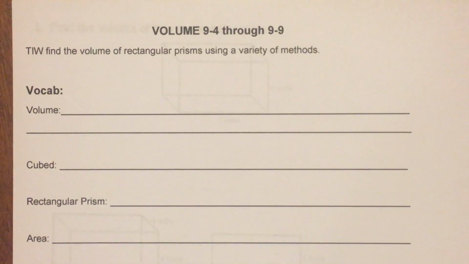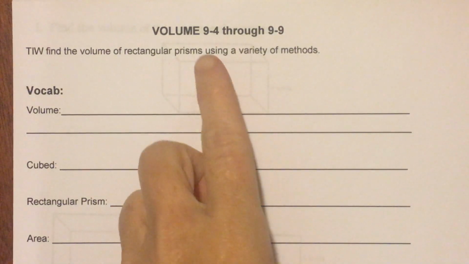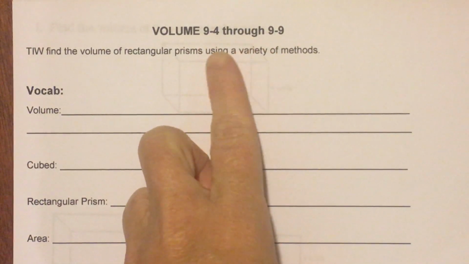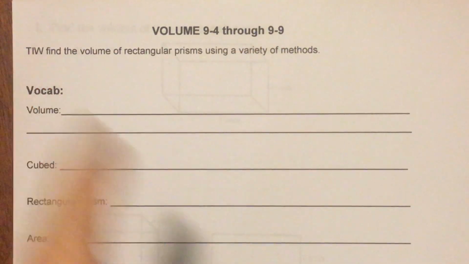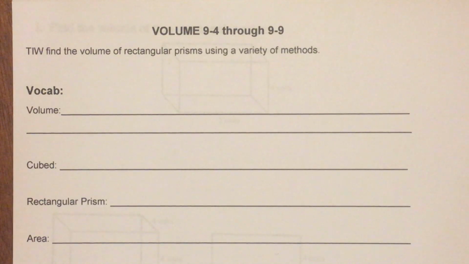We are on our second lesson for Unit 9, and our lesson is volume. And if you notice, it covers a whole bunch of SWAN lessons. So we're actually going to be covering multiple lessons in this one, which means this one lesson is very, very important. So our goal is, today I will find the volume of rectangular prisms using a variety of methods. That's quite a goal with a lot of vocab in it.